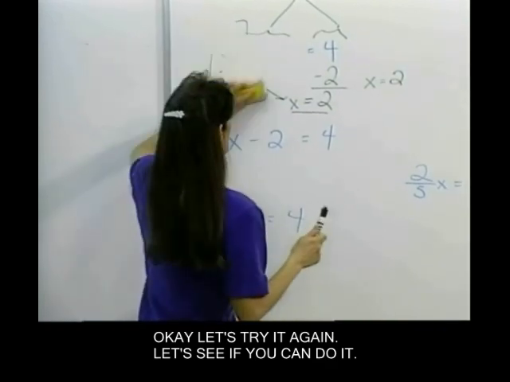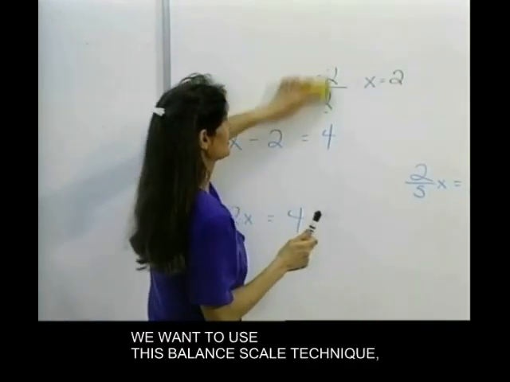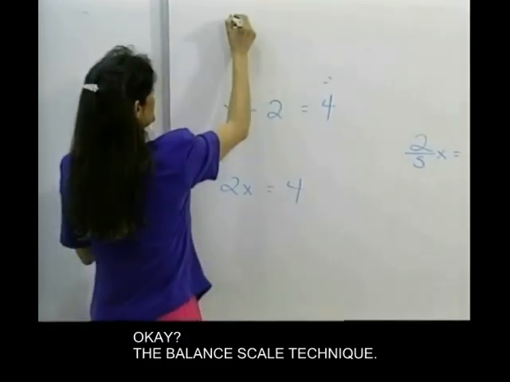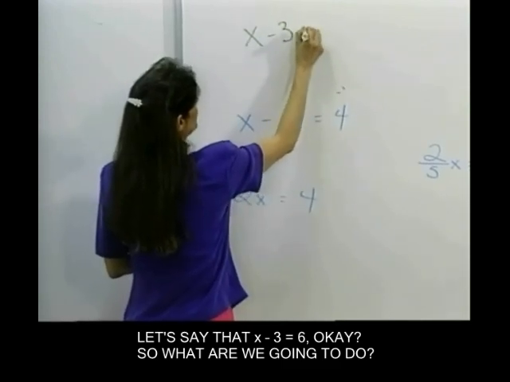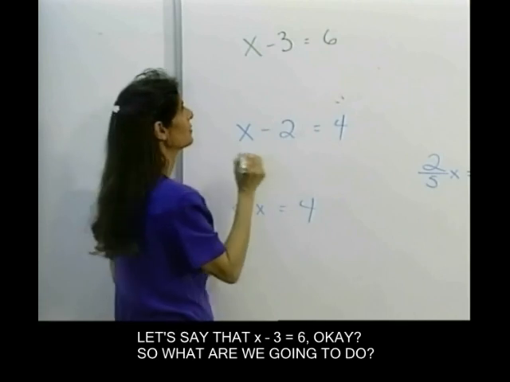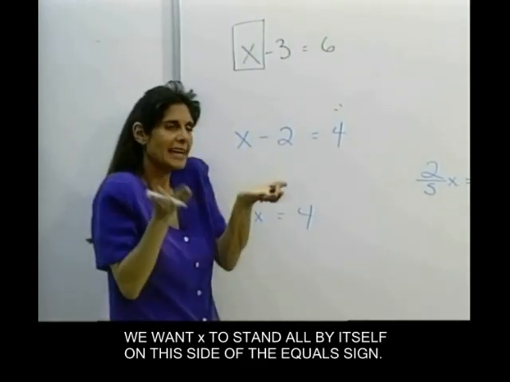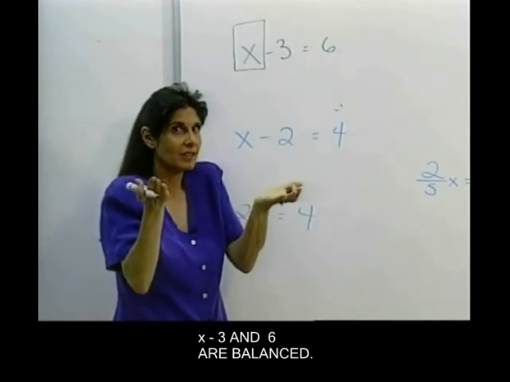Let's see if you can do it. We want to use this balanced scale technique. Okay, the balanced scale technique. Let's say that x - 3 = 6. Okay, so what are we going to do? We want x to stand all by itself on this side of the equal sign. x - 3 and 6 are balanced. So what are we going to do?